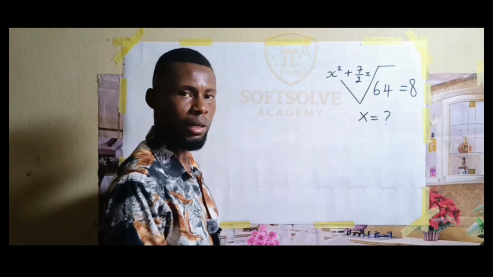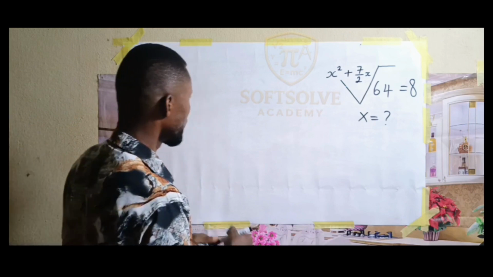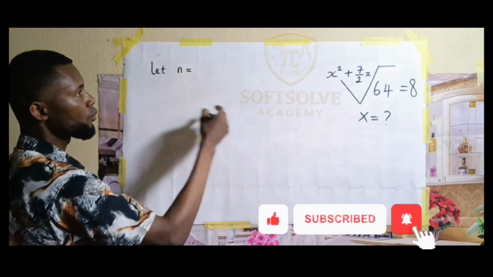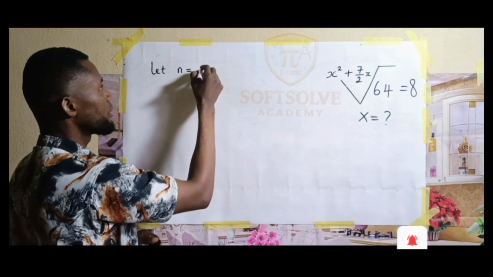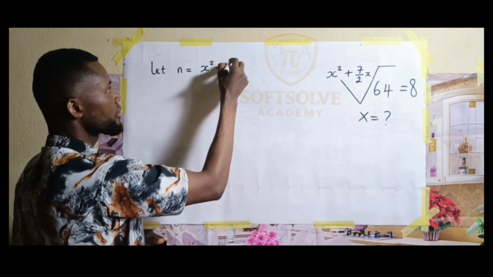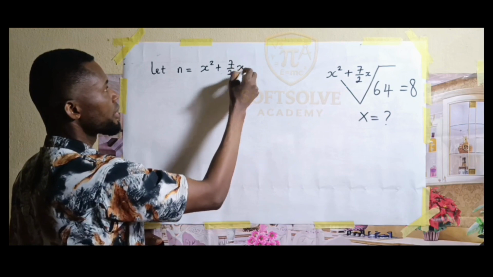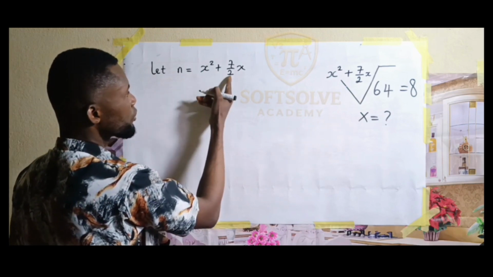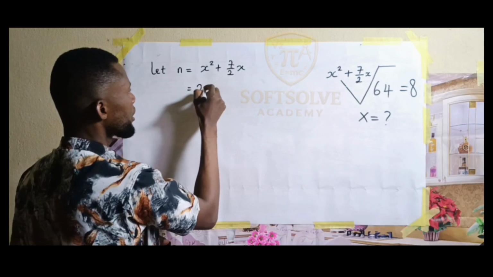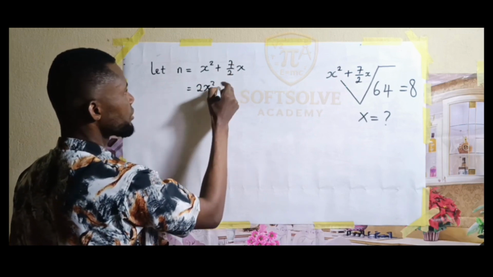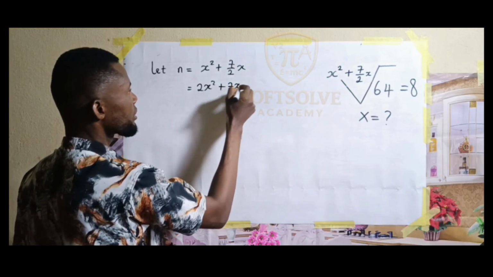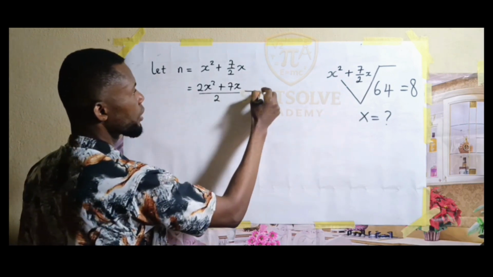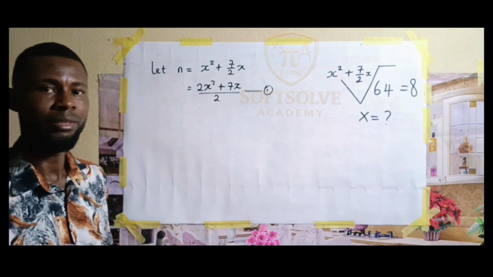I can call it n and set it to be n. So I can begin by saying let n be equal to everything here, x squared plus 7 over 2x. Now let me simplify this 7 over 2x. This is going to be 2 times x squared, which is the same thing as 2x squared plus 7x, all over 2. Okay, so I can call this equation 1. If you want, you can call it equation 1 and leave it there.